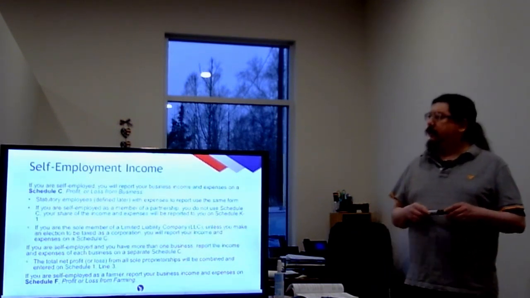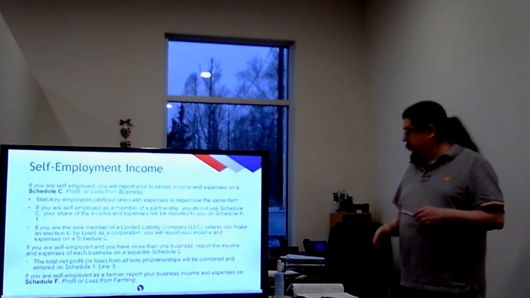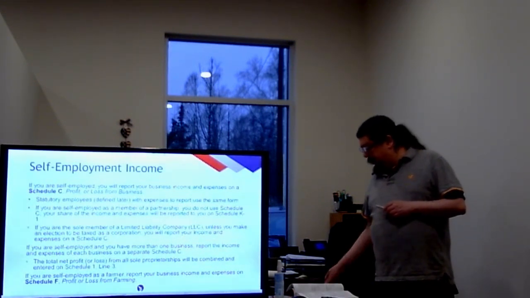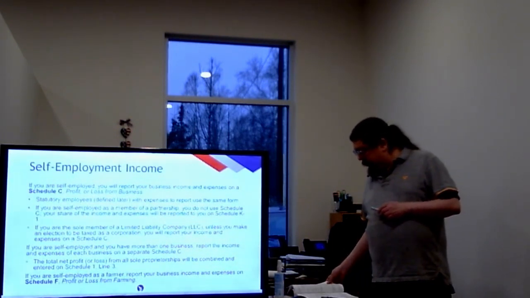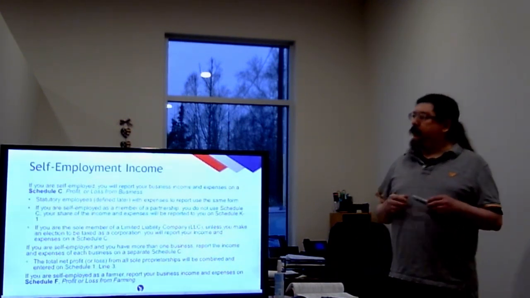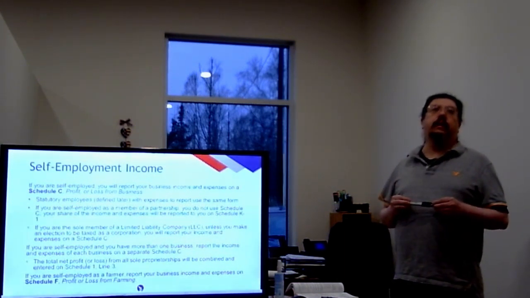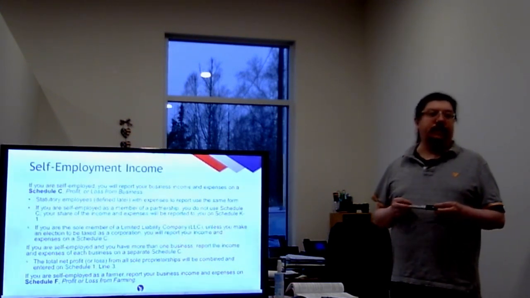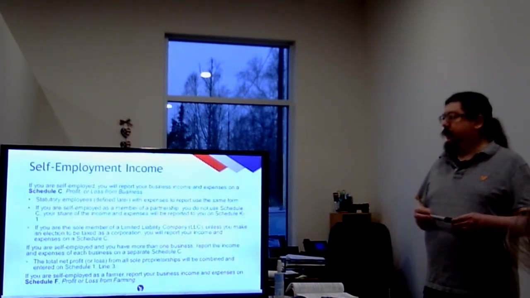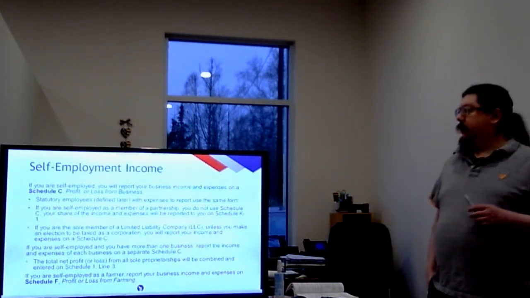Okay, so if you are self-employed, you'll report your business income and expenses on a Schedule C, which is profit and loss for business. There's an example of Schedule C in the book on page 382. Statutory employees, a special category of people who can take business deductions even though they're considered employees for Social Security and Medicare tax purposes, can also use a Schedule C.